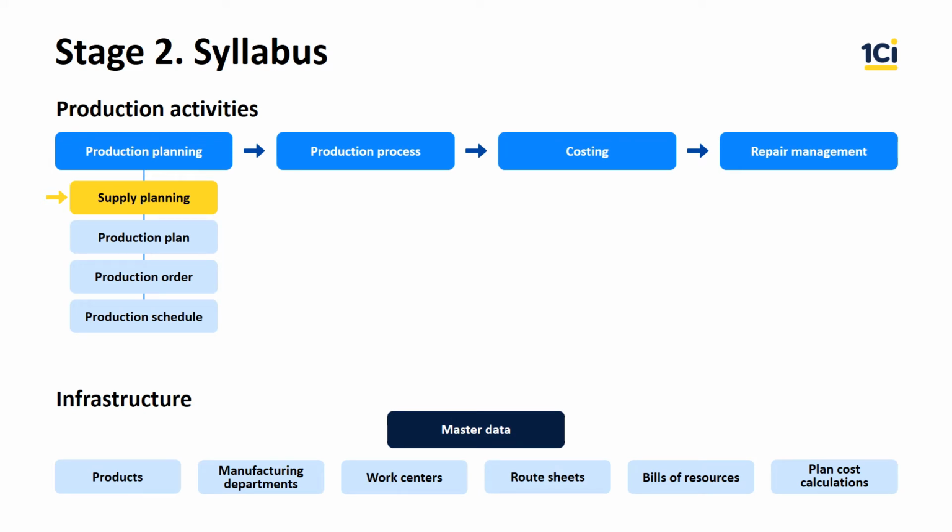Previously, we created a production order using the option by plan. This means the order is based on the planning data. Now let's examine the other option by demand.